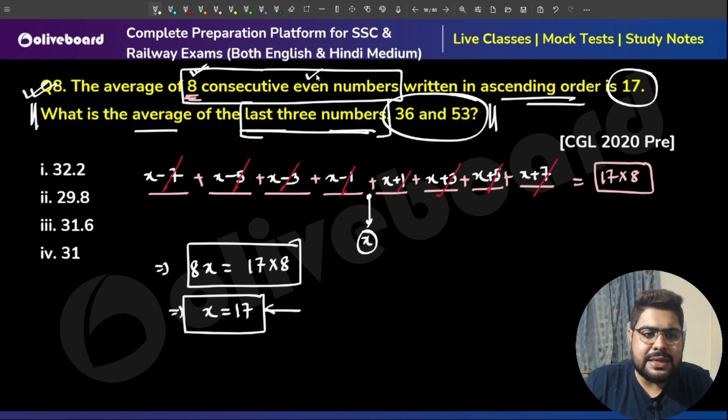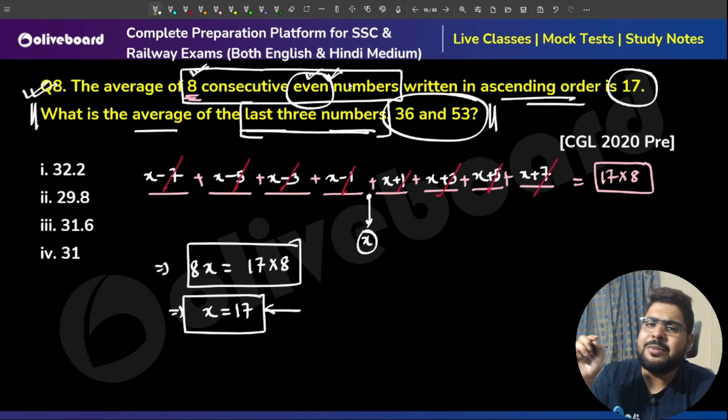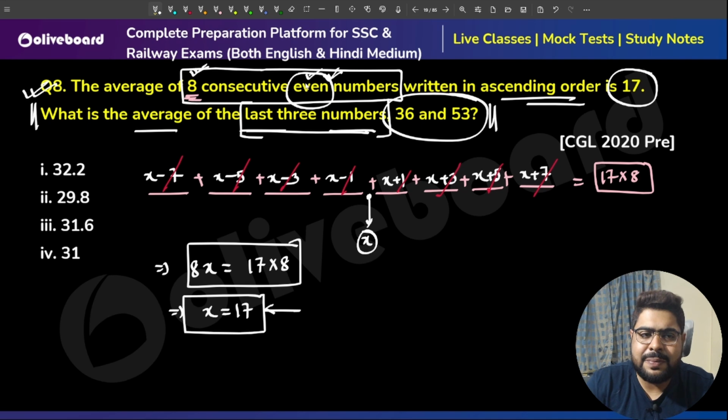I guess there is a small problem with the question. I don't think this will be even. One second. No, sorry. This is even, because the numbers are x plus 1, x minus 1. Absolutely. The value of x is 17.